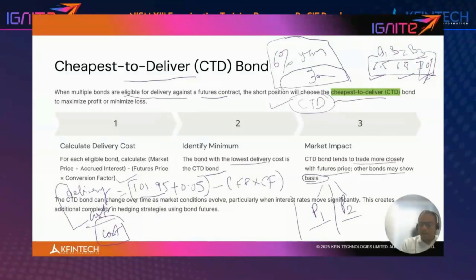So we'll see the basis risk in the subsequent slides. But for now, just remember that if a seller is entering into an interest rate futures trade where the bond is notional in nature, he will have to deliver this bond, but this bond does not exist because it is a notional bond. So he will deliver a bond from the baskets which are available. From these baskets, he will apply this formula and the bond with the lowest cost will be delivered, hence making it the cheapest to deliver bond.